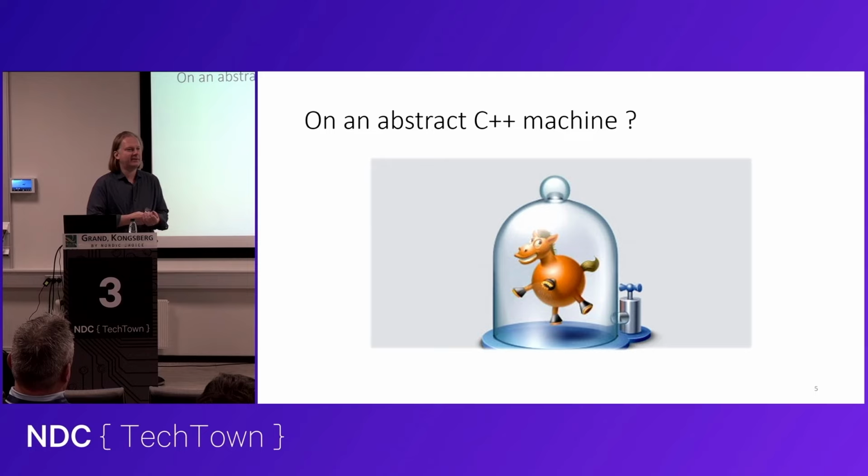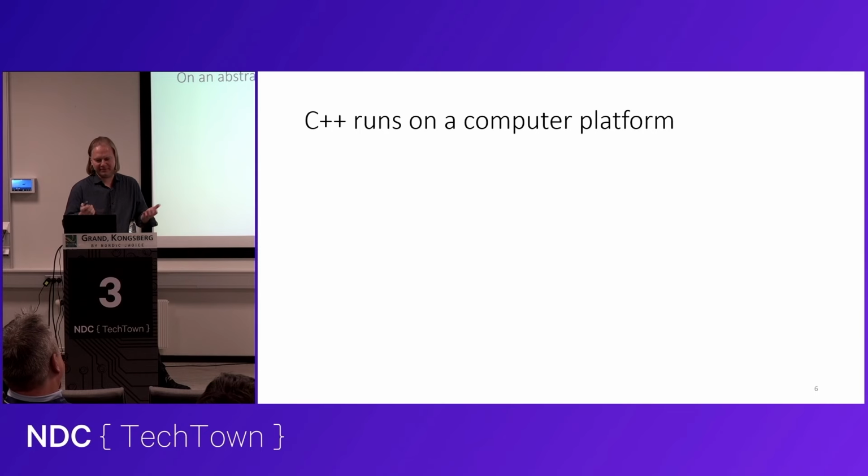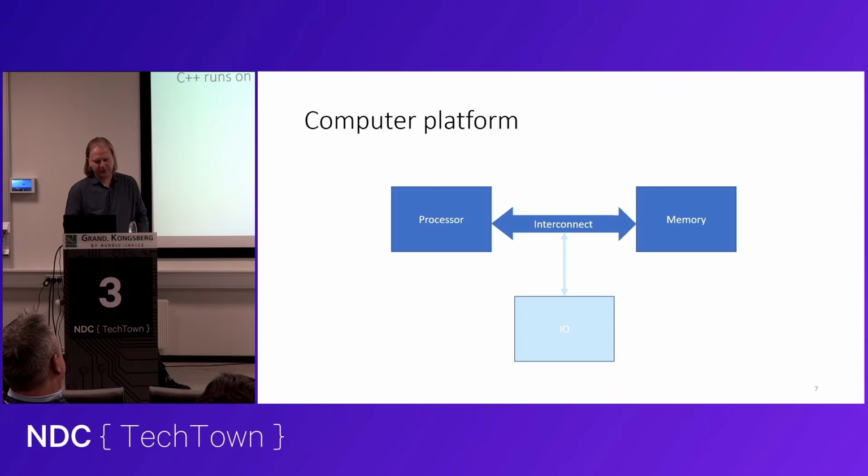So it's the same thing as a spherical cow in a vacuum. But as you can see, a spherical cow in a vacuum, that means it exists. And an abstract machine, well, no. So in fact, C++ code runs on the actual hardware. So on a compute platform.